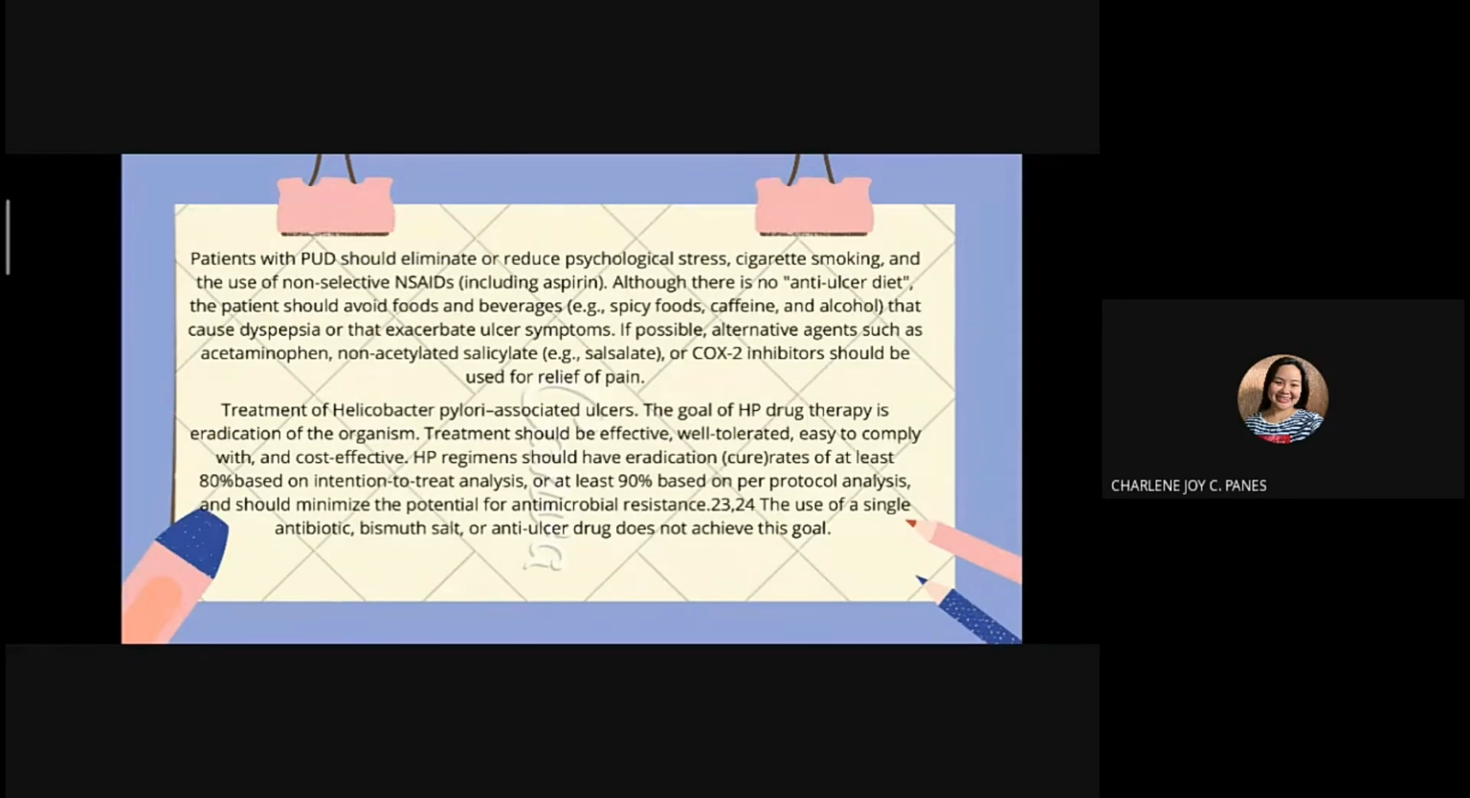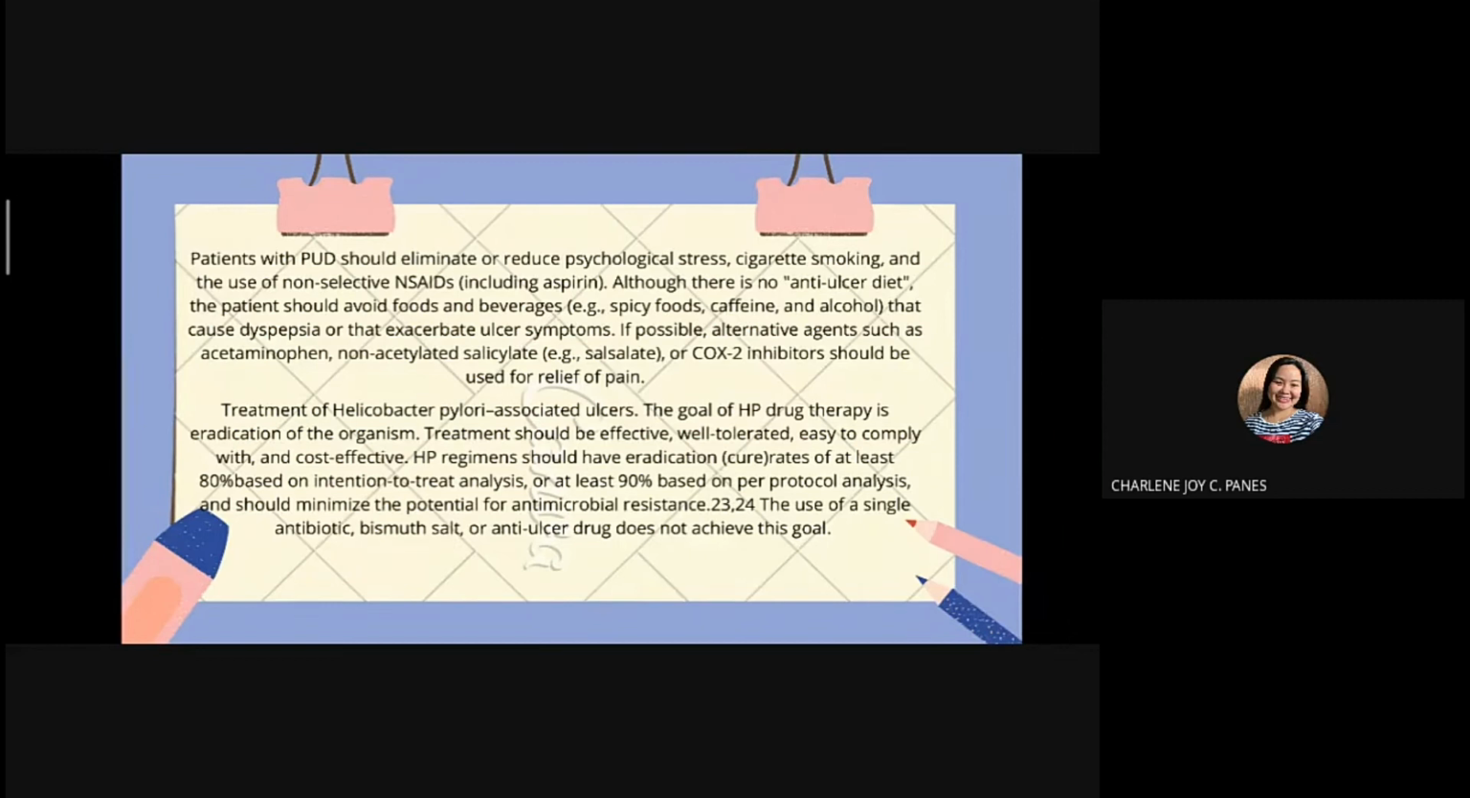Patients with PUD should eliminate or reduce psychological stress, cigarette smoking, and the use of non-selective non-steroidal anti-inflammatory drugs, including aspirin. Although there is no anti-ulcer diet, the patient should avoid foods and beverages, examples like spicy foods, caffeine, and alcohol, that cause dyspepsia or that exacerbate ulcer symptoms. If possible, alternative agents such as acetaminophen or non-acetylated salicylate, an example is salsalate, or COX2 inhibitors should be used for relief of pain.